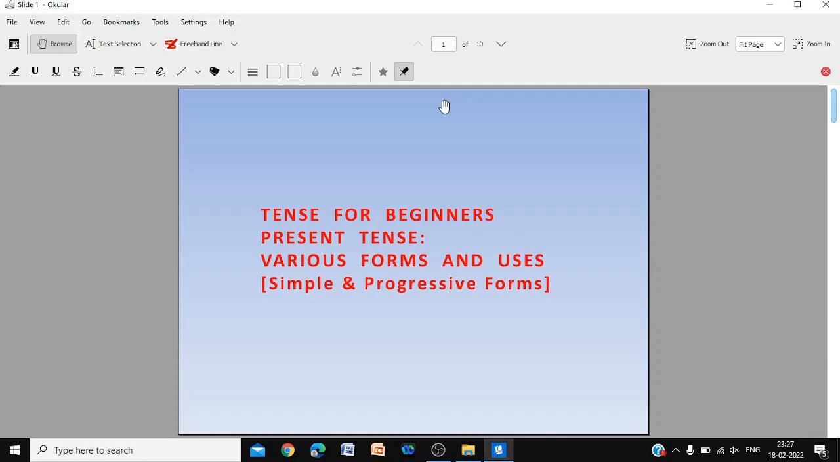And the video has been exclusively made with one objective, that tense need not make you tense. So in the first part we are dealing with present tense, simple and progressive forms, and in the next video we shall be dealing with perfect forms. So this video is about present tense, and the first part is simple and progressive or continuous forms of present tense.